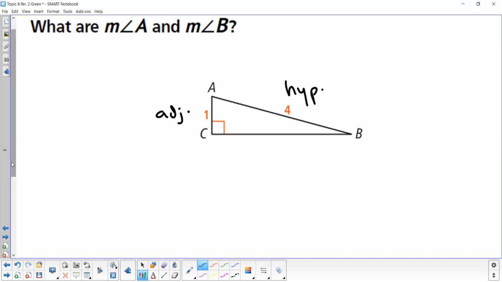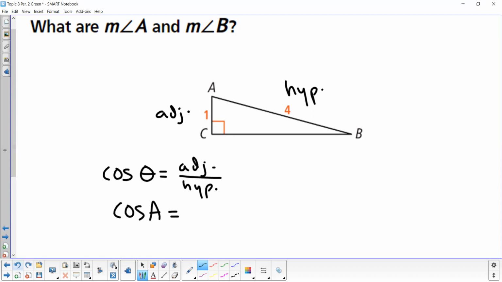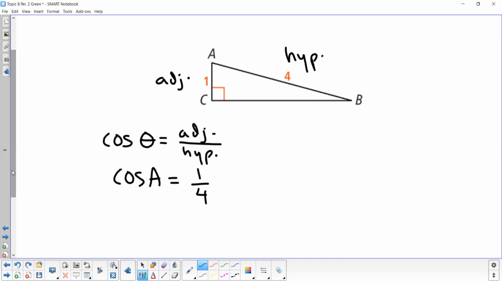So now we have to pick the right function. If we're dealing with adjacent and hypotenuse, we want to use cosine, right? So I'm going to start with cosine of theta equals adjacent over hypotenuse. Let's plug in what we want and what we know. We're trying to solve for angle A. The adjacent side is 1, and the hypotenuse is 4.